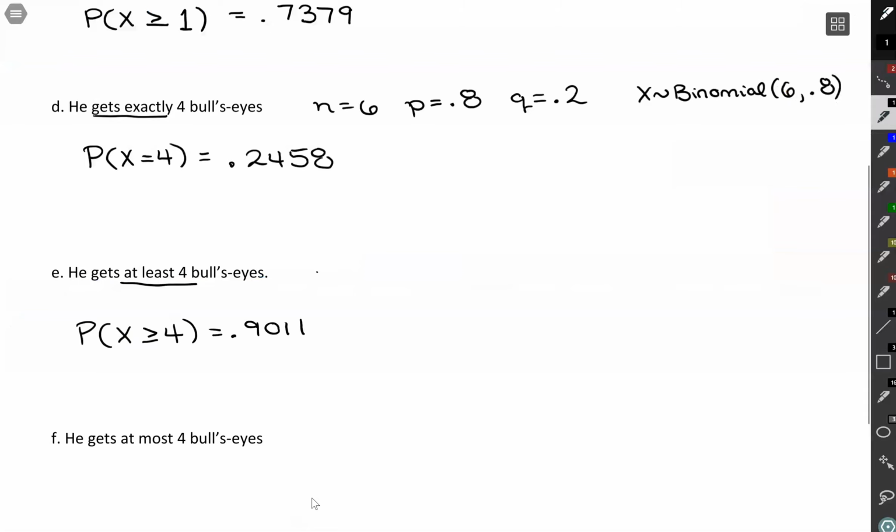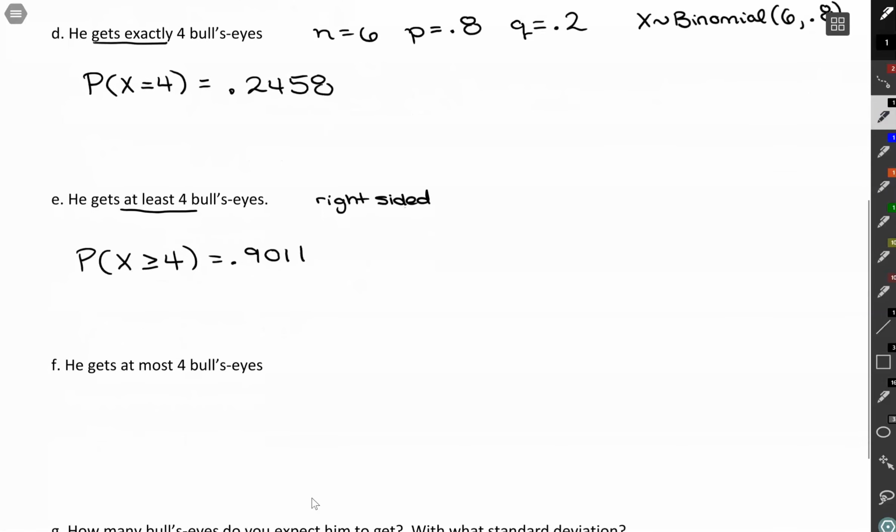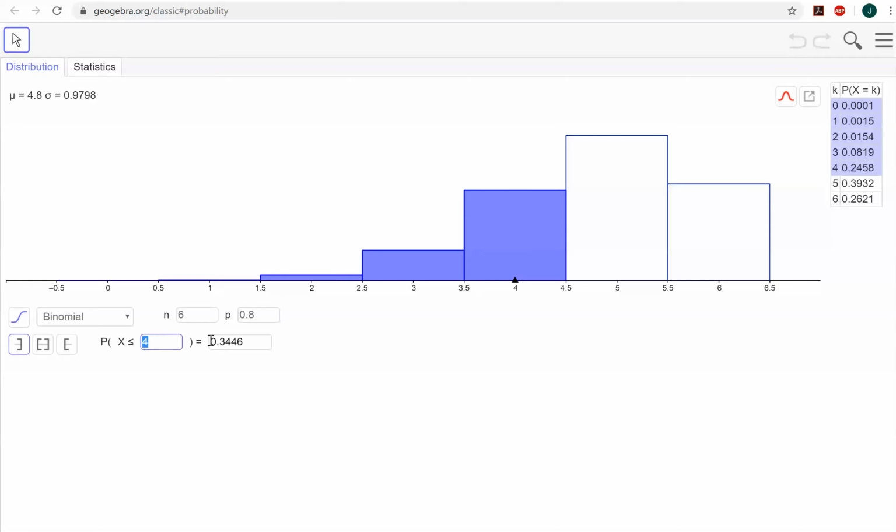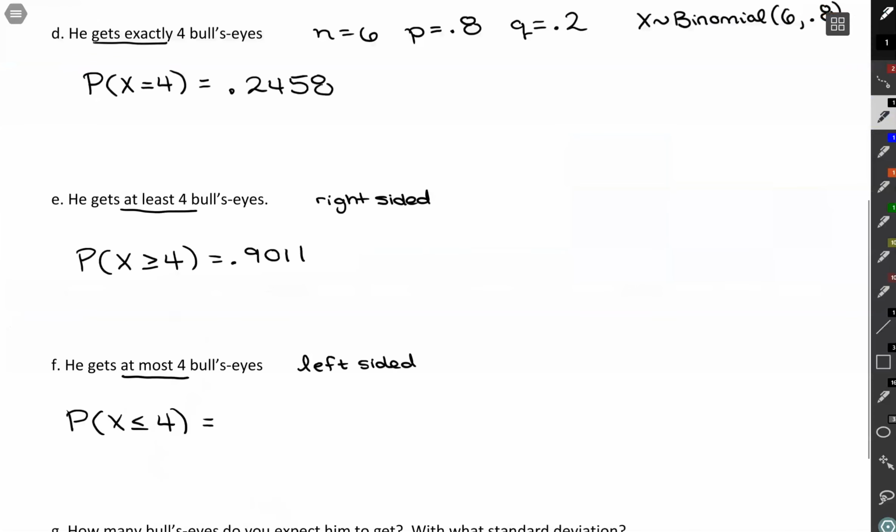And I'll just make a note that this was a right-sided probability. So we use that right-sided function. For at most 4, this will be left-sided. The idea that we'll have a value that we stop at, but then we want everything less than or equal to that value. So we're going to switch the direction in GeoGebra and go off to this left-sided. So left-hand side, going to 4. So that should be a 0.3446.